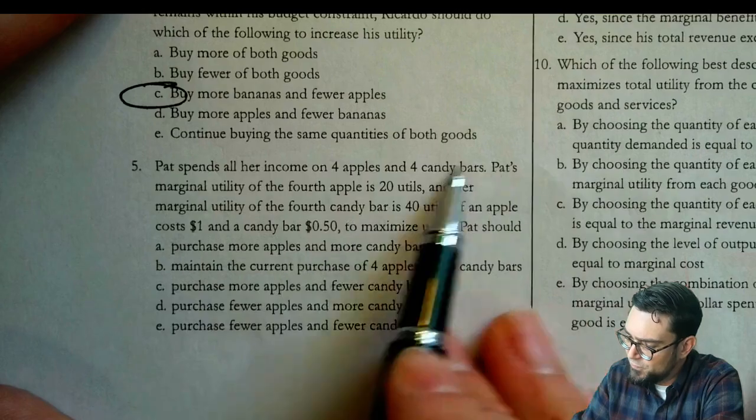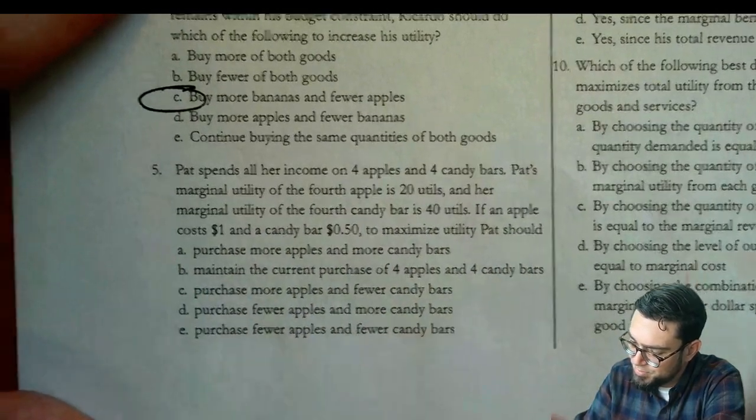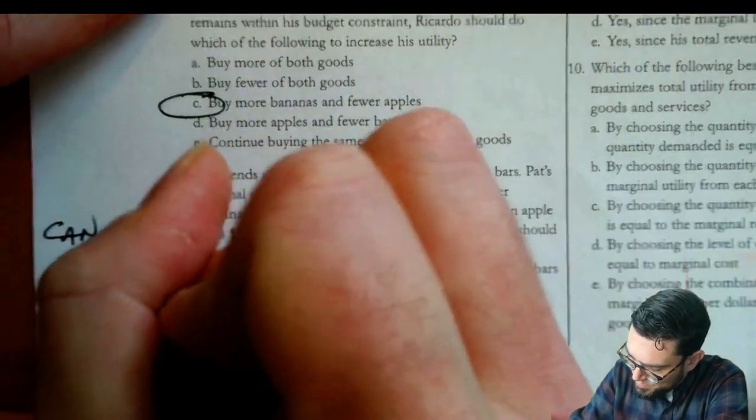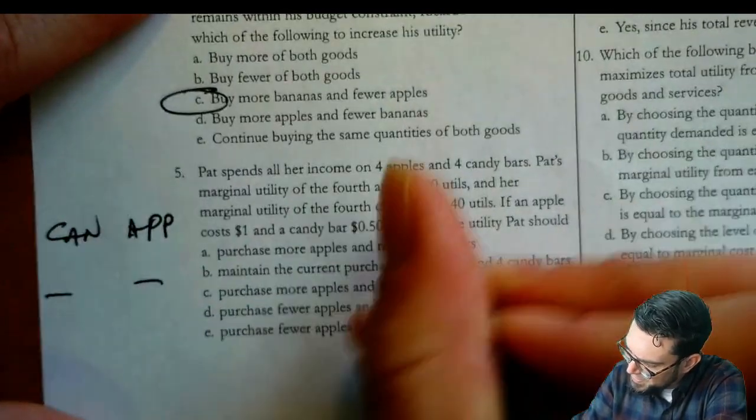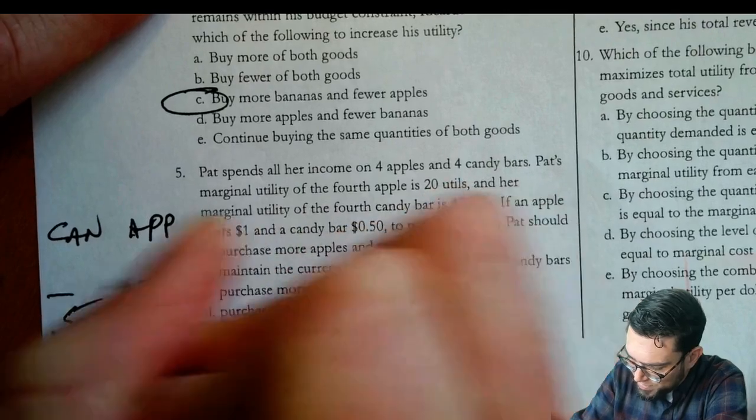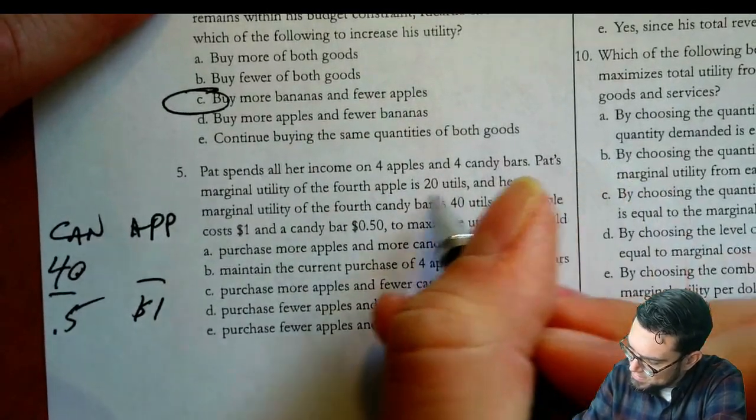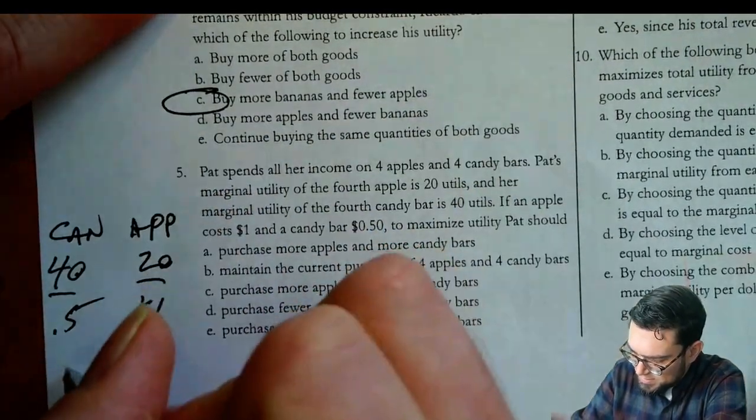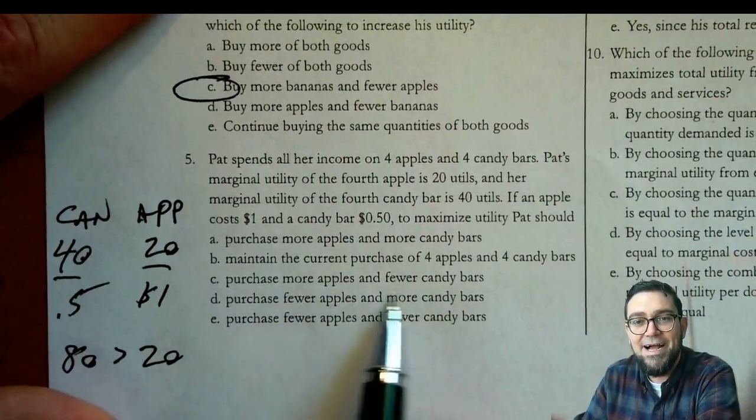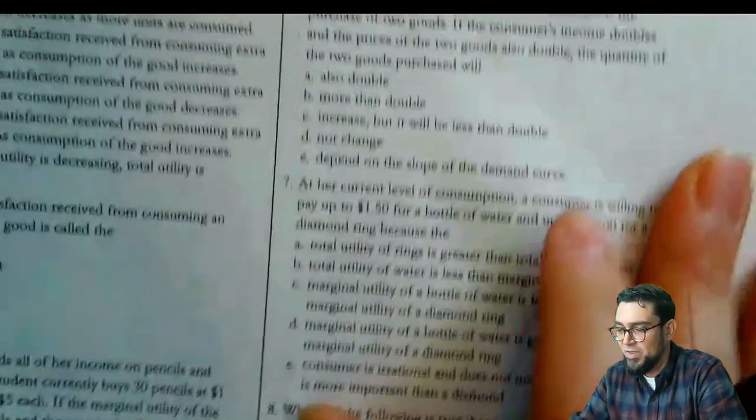Pat spends all her income on apples and candy bars. Pat's marginal utility of apples is 20. Marginal utility of candy is 40. We're going to do another one of these. So candy, and apples. The price of a candy bar is 50 cents. The price of an apple is $1. And 40 from the candy bar, and 20 from the apples. So that's 80 is bigger than 20. She needs more candy. More candy bars, fewer apples. It's D, right? I like these.